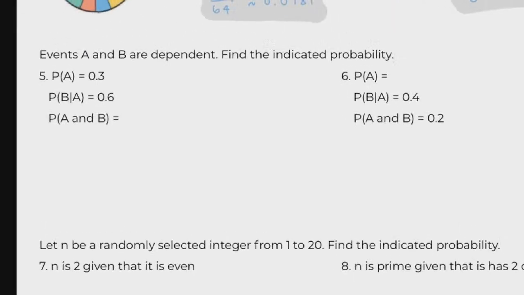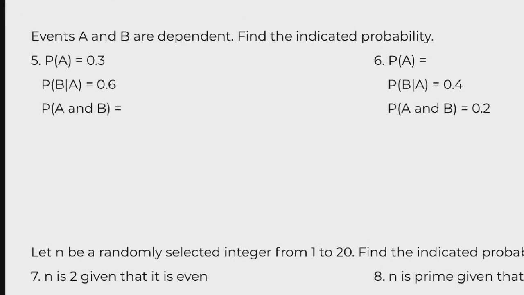Okay, next, events A and B are dependent. Find the indicated probability. So for number 5, probability of A is 0.3, probability of B given A is 0.6, and we want to find the probability of A and B. So we're going to plug it into the equation. Probability of A and B is going to equal 0.3 times 0.6. So probability of A and B is equal to 0.18.